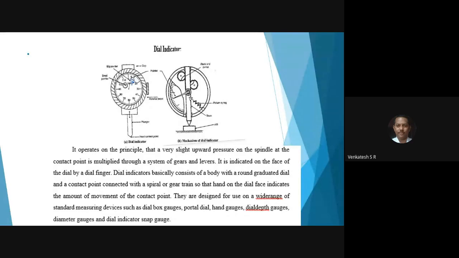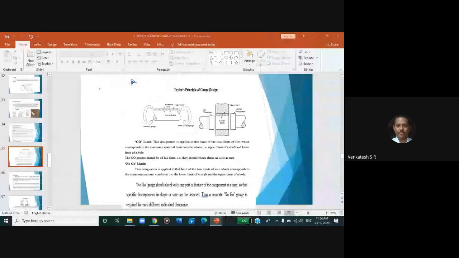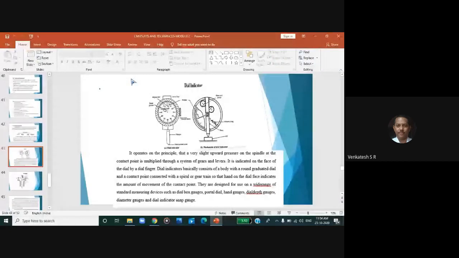List the applications. You can expect this question in the examination. This is very, very important. Now, stop at this stage. I will continue in the next class.